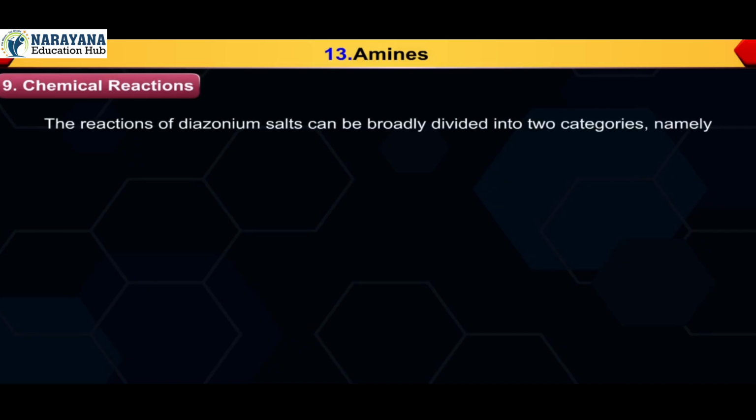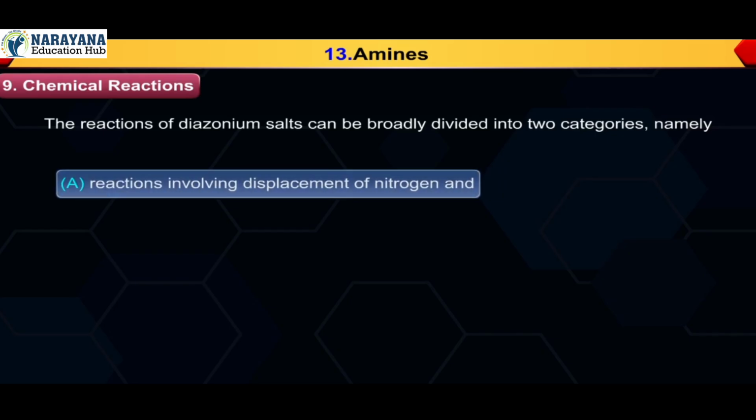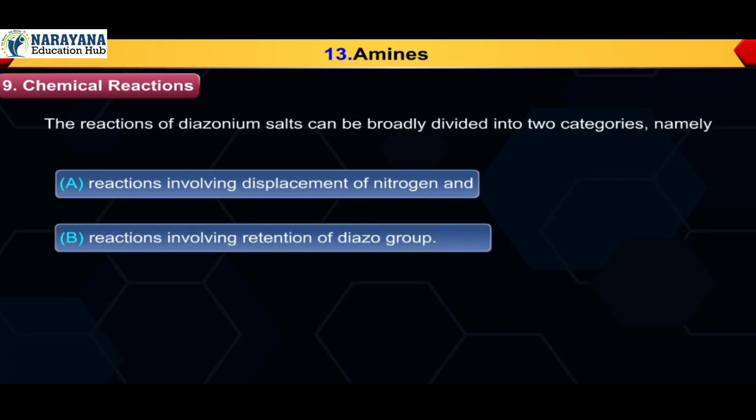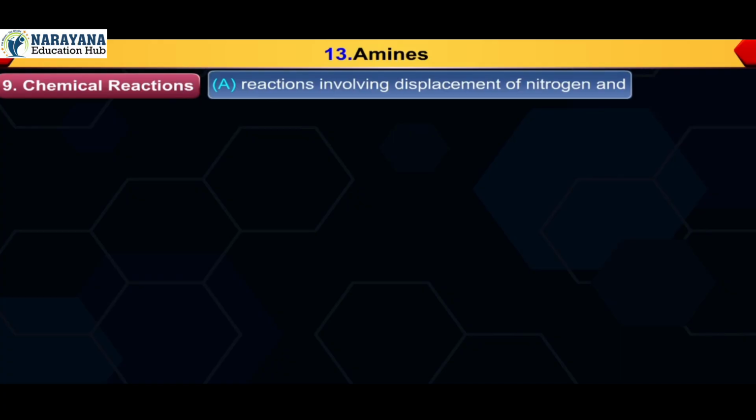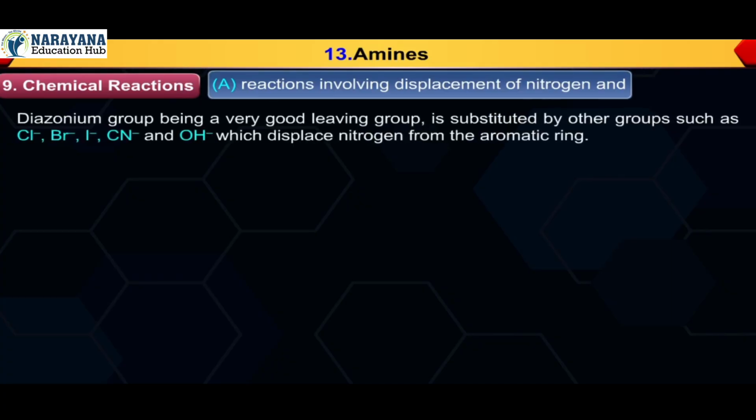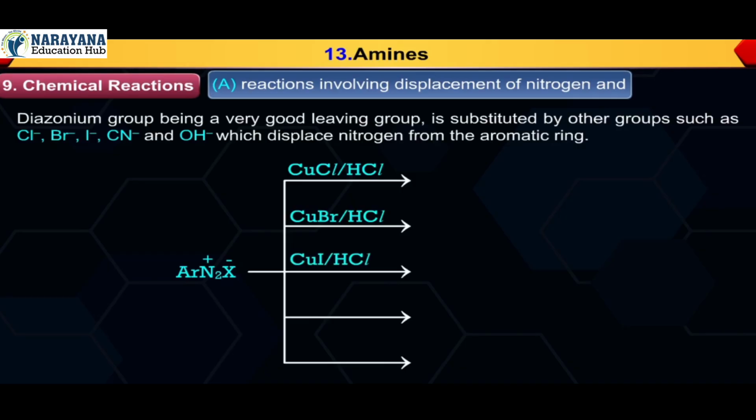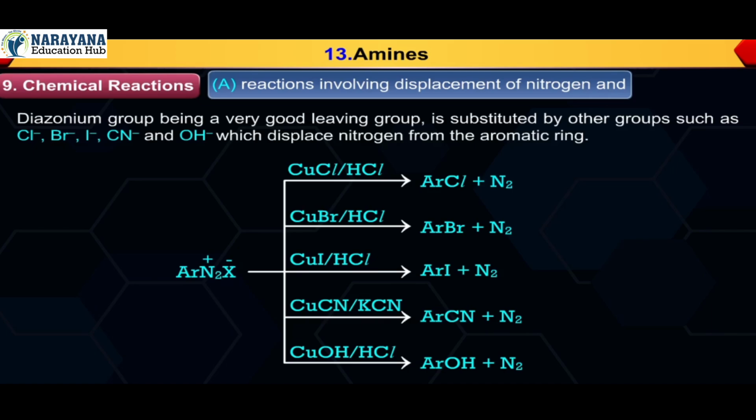Chemical reactions. The reactions of diazonium salts can be broadly divided into two categories, namely A. Reactions involving displacement of nitrogen and B. Reactions involving retention of diazo group. A. Reactions involving displacement of nitrogen. The diazonium group, being a very good leaving group, is substituted by other groups such as Cl-, Br-, I-, CN-, and OH-, which displace nitrogen from the aromatic ring. The nitrogen formed escapes from the reaction mixture as a gas.